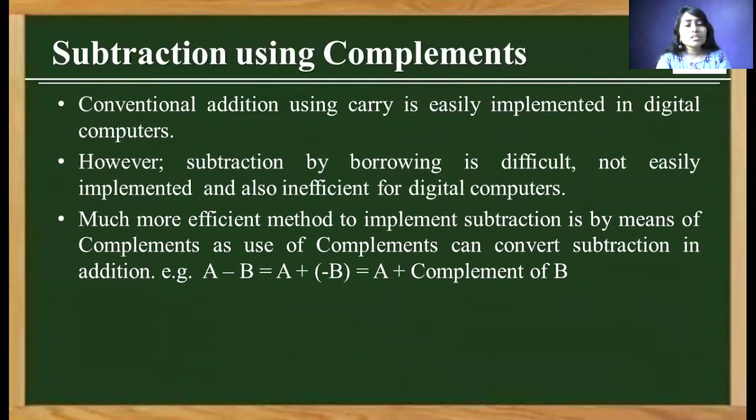So this a minus b can be written as a plus minus of b. That means a plus minus of b, minus of b means complement of b. That means using complement we can convert subtraction into addition. Again, a minus b is equal to a plus minus of b, minus of b means complement of b. So this is how we can convert subtraction into addition, and addition is easily implemented in a digital computer system.